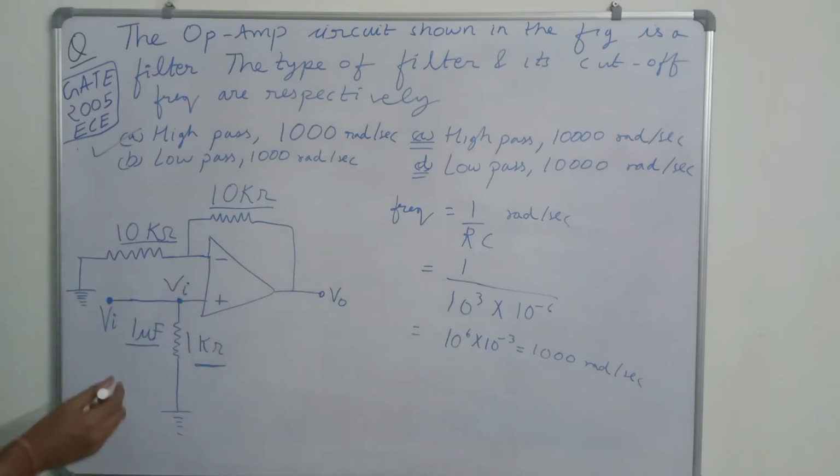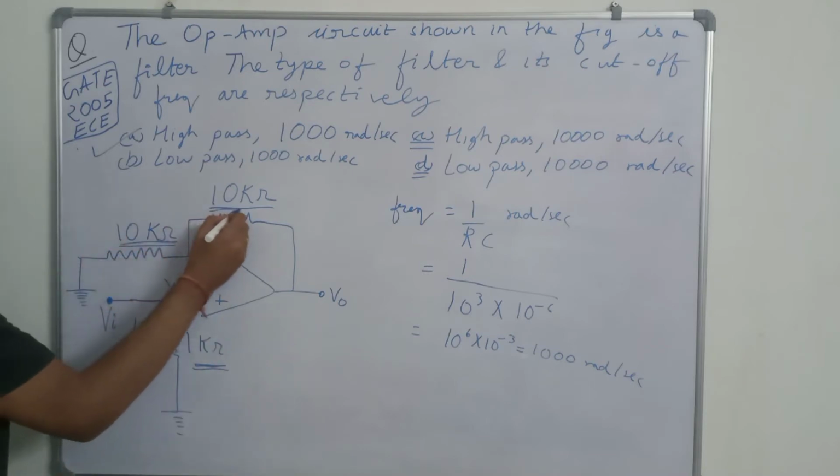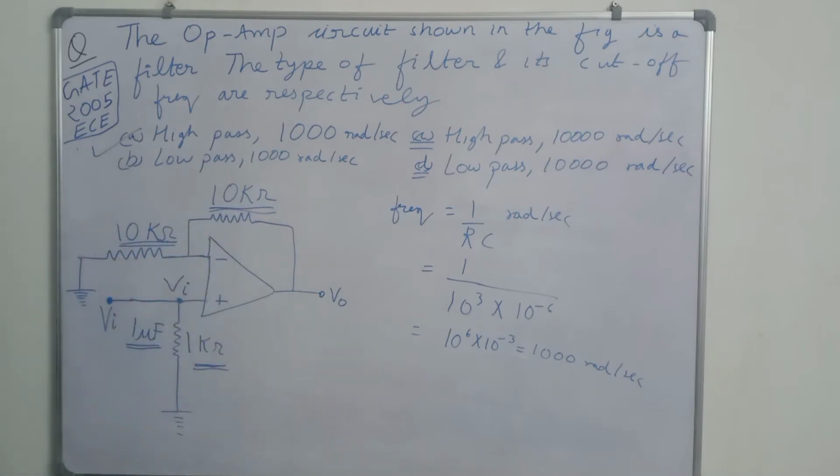For the cutoff frequency we just have to use the value of this capacitor and this resistor. These two resistors are only for providing the gain to the op amp circuit.